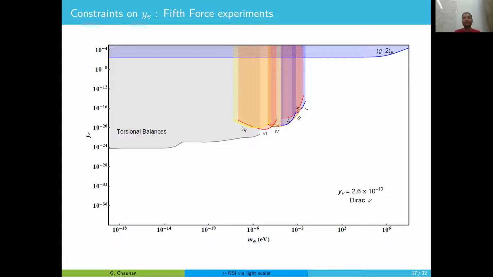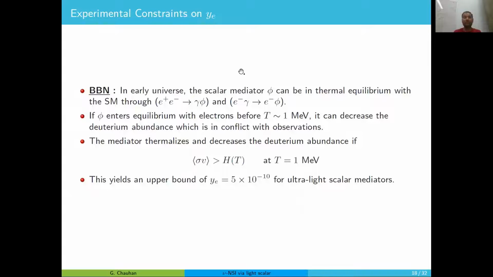Moving on to the next one, we have similar constraints from BBN on this coupling y_e. If this scalar mediator phi is in thermal equilibrium with the standard model, then it can lead to this kind of annihilation type process where phi can be produced, or this Compton-like scattering process where a photon striking an electron produces a phi on the other side. If this phi enters equilibrium with electrons before the time of BBN, then it can decrease the deuterium abundance, which will be in conflict with observations.